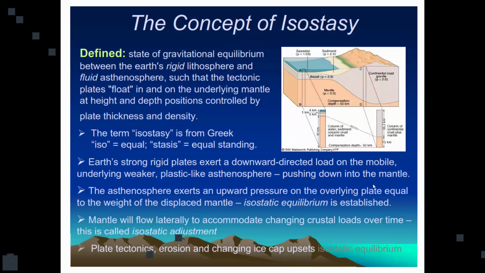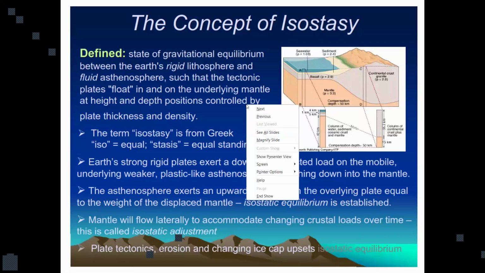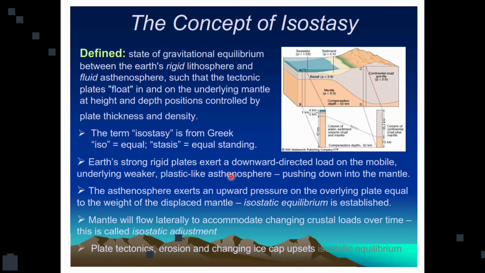Before I continue, we said that the earth is essentially in layers. You have what you call the crust, the mantle, and the core. The entire crust and the upper part of the mantle is referred to as the lithosphere. Whereas the remaining part of the mantle, especially the molten part, is referred to as the asthenosphere. We said strong rigid plates exert a downward directed load on the mobile underlying weaker plastic-like asthenosphere.